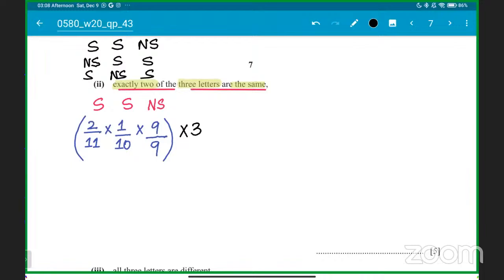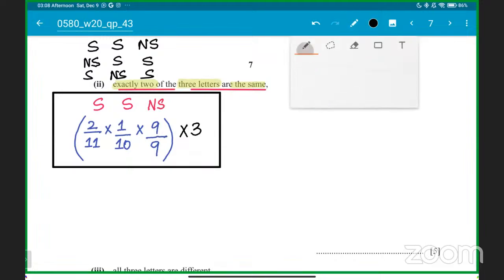Everyone getting it? Clear? This is the first learning. I think 2 or 3 marks must be this. Okay, got it? Everyone clear? 2/11 into 1/10 into 1 into 3. So I got this as 3/55 from here. Okay, I got 3/55 from here. Got it, everyone? Students, clear?